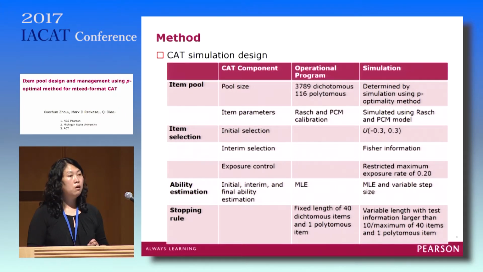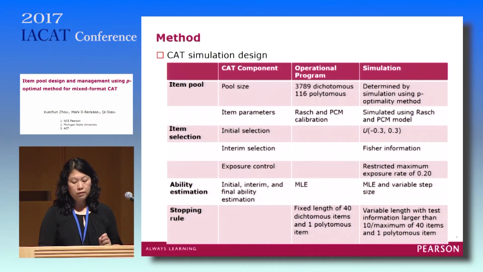In terms of the stopping rule, for the fixed form, it's 40 dichotomous items, and then 1 polytomous item. For the simulated CAT, the stopping rule is variable test length. So you'll either reach an information of 10, or you reach the maximum test length of 40 in terms of dichotomous items, and then you choose a polytomous item.